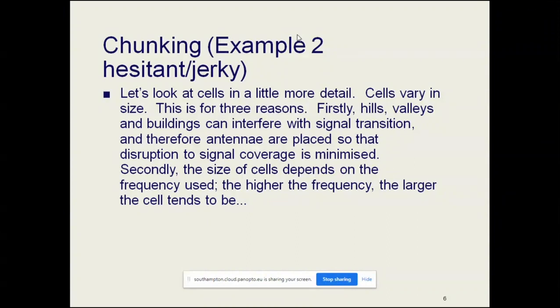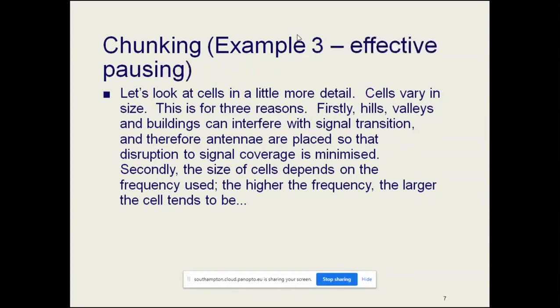Pausing in the wrong place is really uncomfortable and just distracts the person listening and makes it harder to understand. So finally, that effective pausing that acts like punctuation.